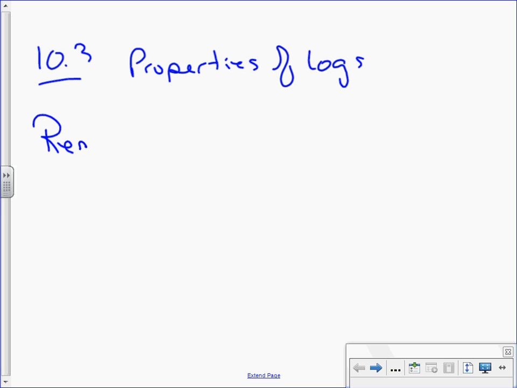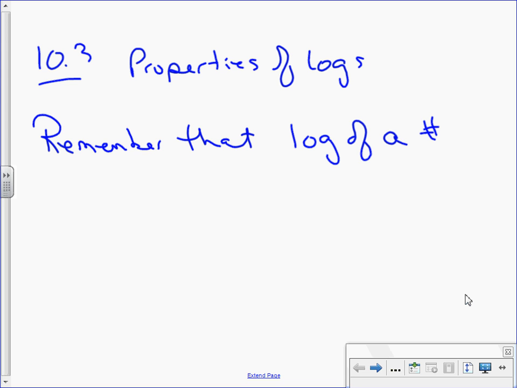I need you to remember that the log of a number, and I say, what's the log base 3 of 7? What's the log base 10 of 12? What's the log base 2 of 8? When I ask you any of those questions, that answer represents an exponent. So when you are working with logs, you are working with exponents. And so there's going to be a connection in how you work with logs and how you work with exponents. They're going to be connected, and that's what we're going to look at today.